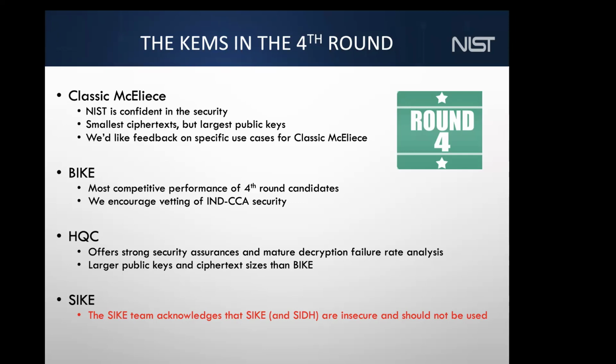And as to what we will select, BIKE and HQC have more balanced performance, closer to the lattice-based algorithms. So it's likely we would select either one of BIKE or HQC. And potentially we could also select Classic McEliece. Kind of like SPHINCS+, we're more confident in its security, but it has very, very large public keys. So the performance might be a challenge for some applications.